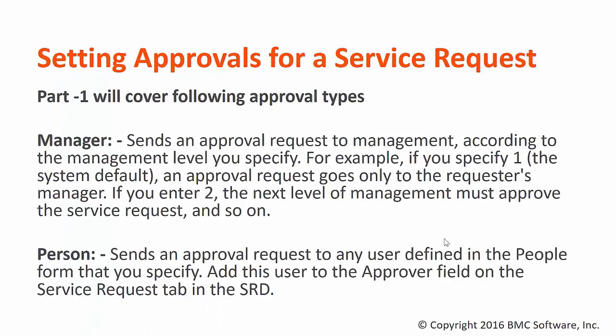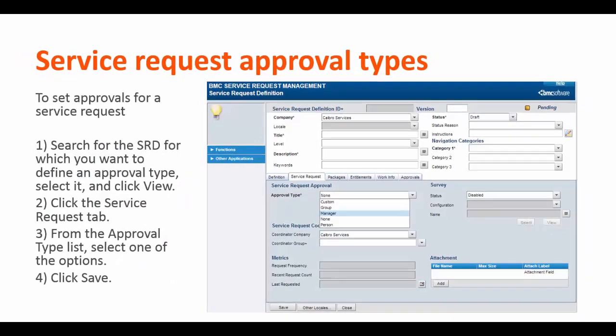In part 1, we will cover manager and person type of approval. For group and custom type of approval, please watch part 2 video. You can specify the type of approval in the Service Request tab in Service Request Definition. Now let's take a look at the demo on the approval types and how to configure them.